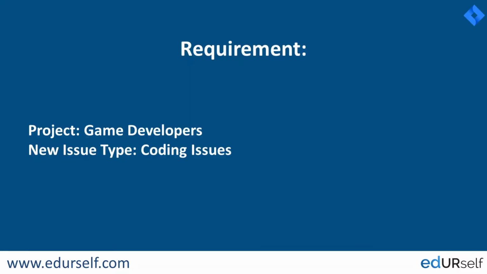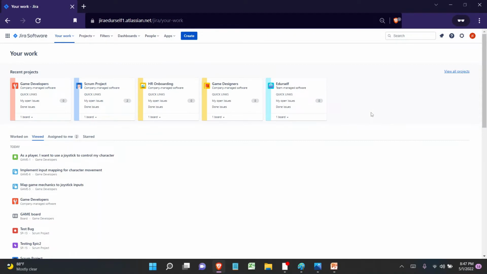Alright, and here we do have one of the requirements. In the project game developers, we have to create a new issue type called coding issues. So in an organization, if any new issue type needs to be created and added to a project in the company managed, it needs to be done by the JIRA administrator. So now let's quickly navigate to JIRA.